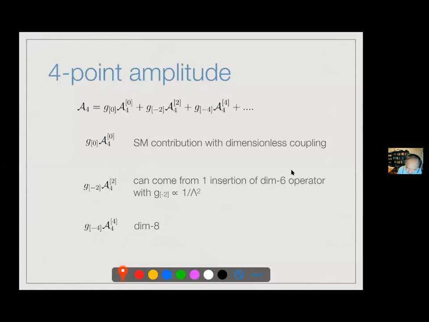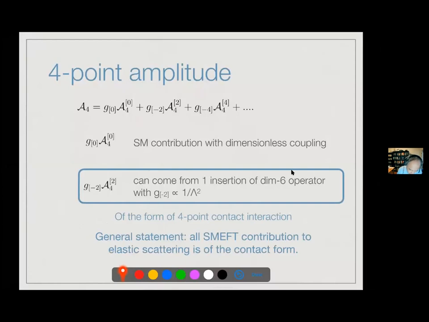Then already from this we see that, at least at tree level, this term has the form of the amplitude coming from a 4-point contact interaction. Namely, if you write out the momentum dependence, A2 should be something like lambda two squared plus, let me just generically write it as a P squared, some P to the fourth. So the momentum dependence is all upstairs. This is what we mean by contact interaction.